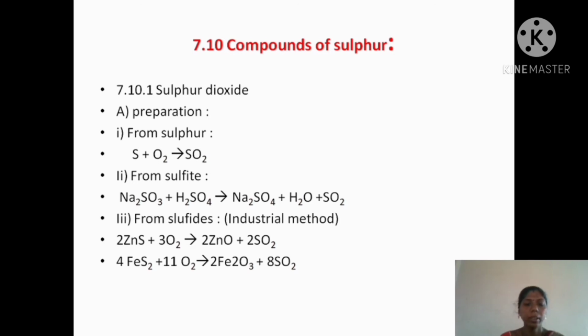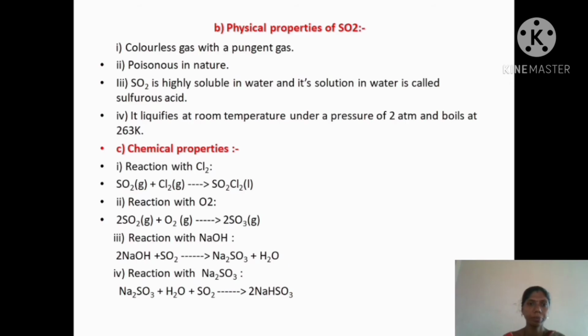The third method is the industrial method. It is prepared from sulfides. Zinc sulfide plus three O2 forms zinc oxide plus sulfur dioxide. And it is also prepared from iron pyrites, FeS2: 4 FeS2 plus 11 oxygen molecules are necessary for this reaction. Then it forms 2 Fe2O3 plus 8 SO2 molecules.